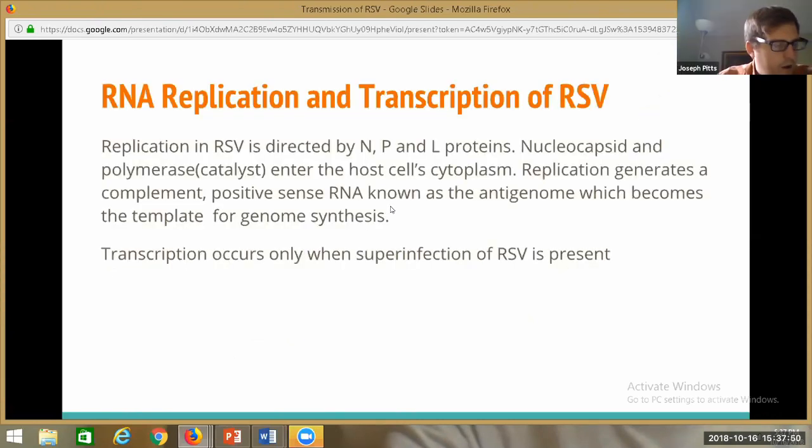Now I'll be talking about RNA replication and transcription. Replication in RSV is directed by the N, P, and L proteins. The helical nucleocapsid and polymerase, being the catalyst, enter the host cell's cytoplasm. Replication generates a complement positive sense RNA called the antigenome, which becomes the template for genome synthesis. Transcription occurs only when superinfection of RSV is present.